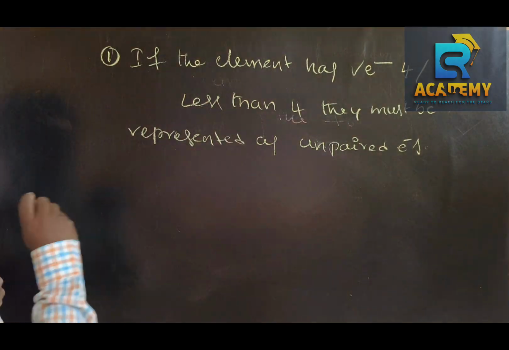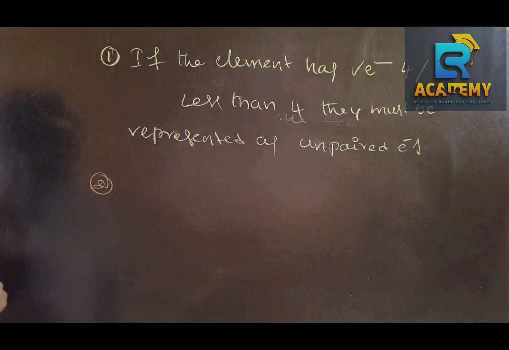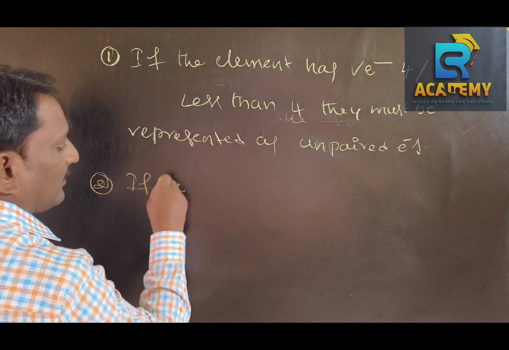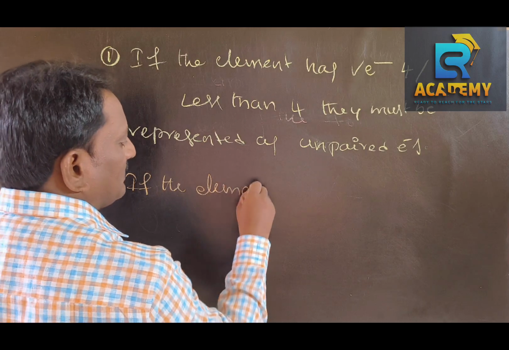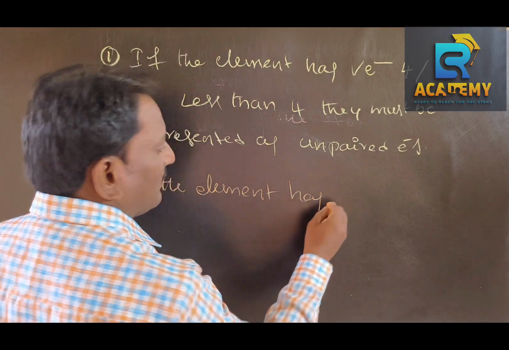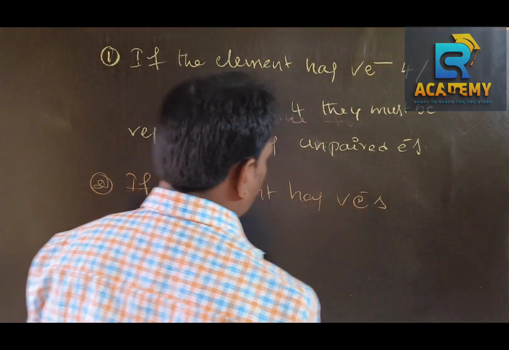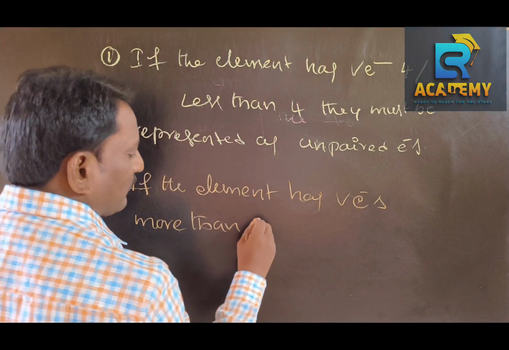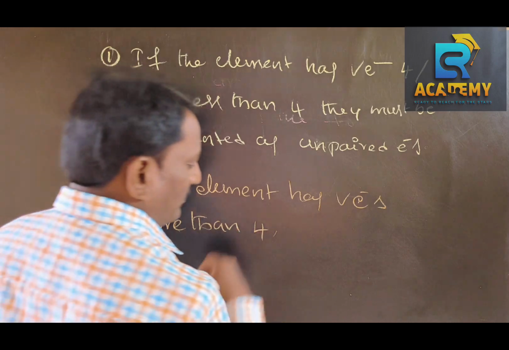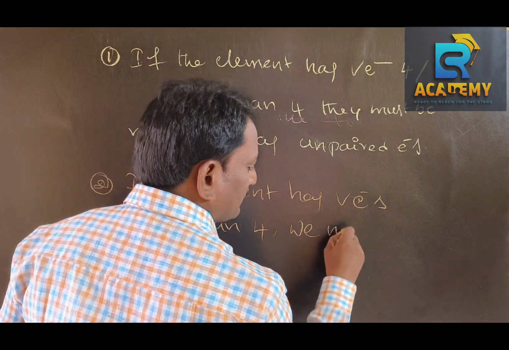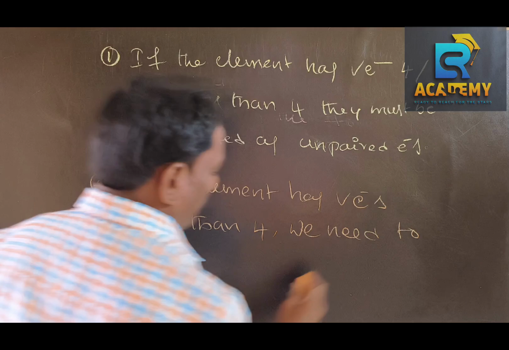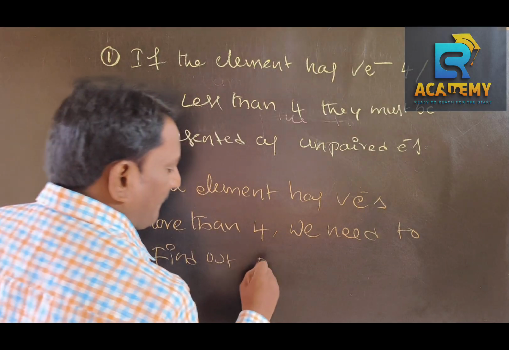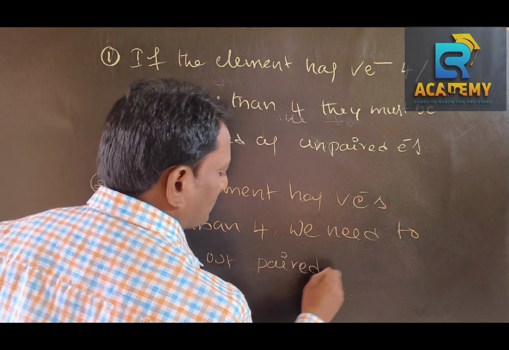Rule number 2: if the element has valency electrons more than 4, then we need to find out paired and unpaired electrons.